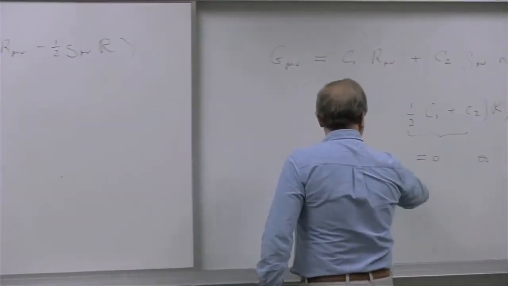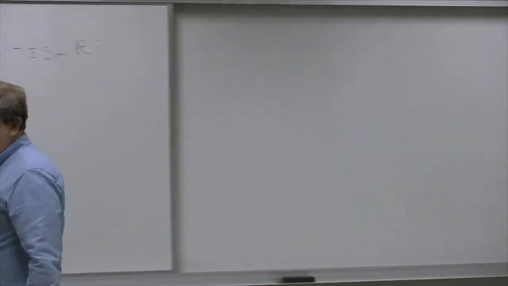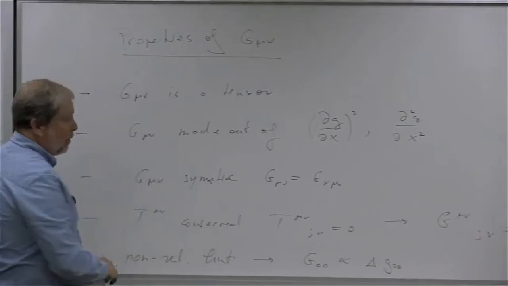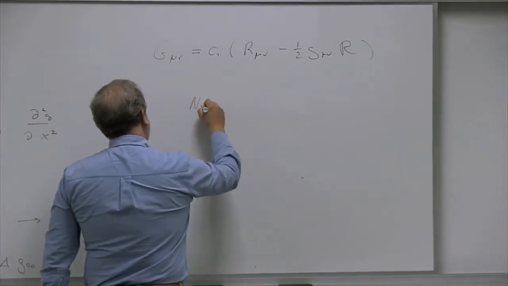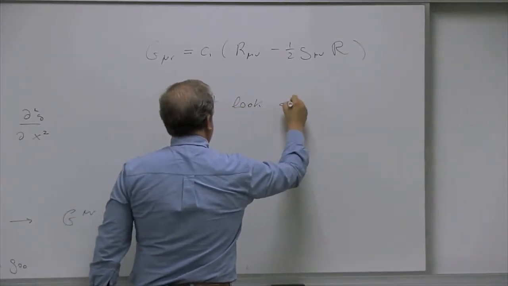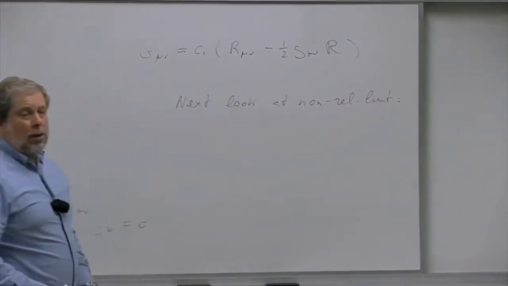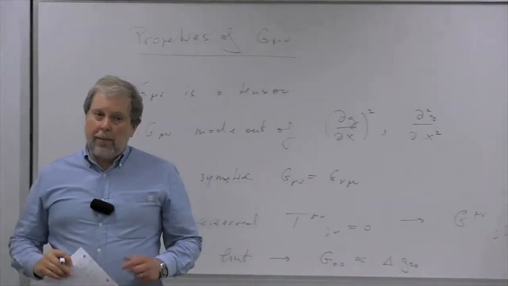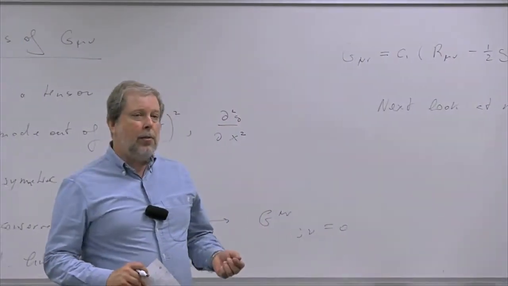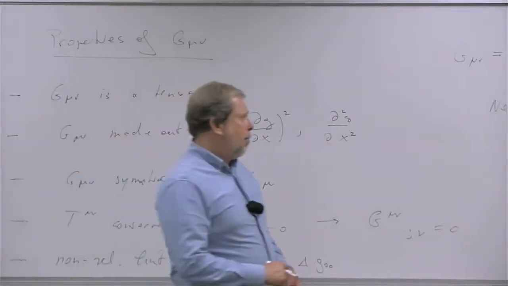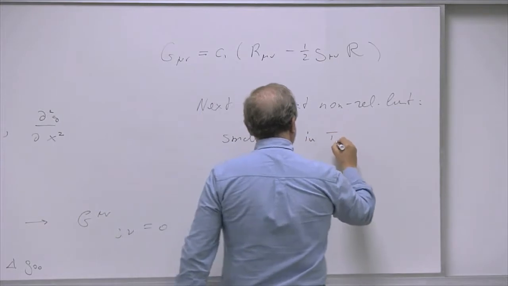So now the hard work starts, because the next step is to look at the last item we have on this list, which is the non-relativistic limit. So next look at the non-relativistic limit, right? Non-relativistic limit means that we are going to look at basically two sorts of approximation. The first one is that whatever particles are included in the T mu nu, they move slowly, right? So that means small velocities in the T mu nu.